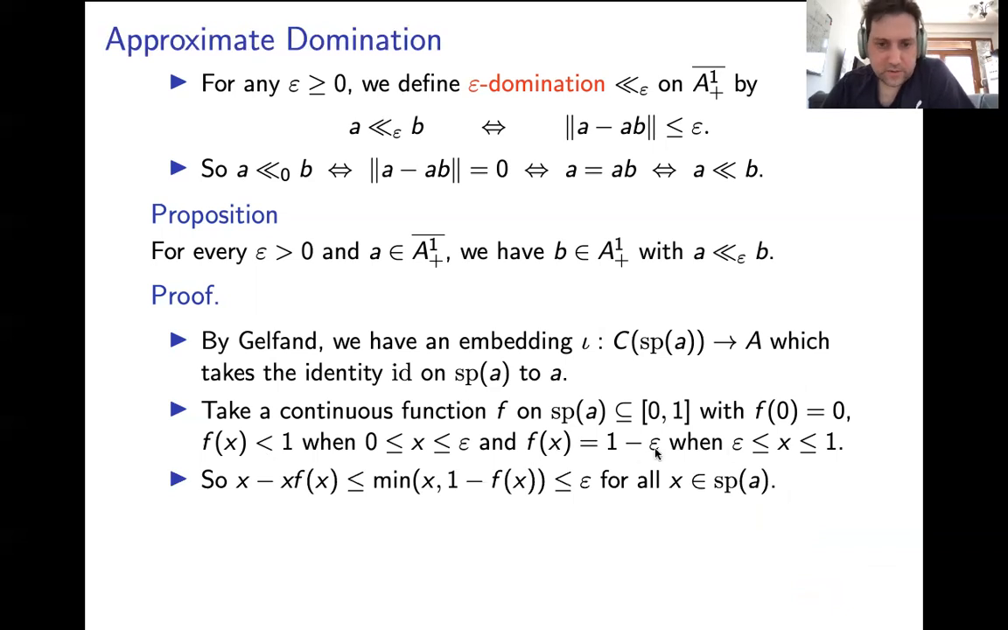And so the key thing to note here is that once you do this and you look at this new function you get, x here is sort of representing the identity function. But if you look at x minus x times f(x), it's always going to be less than epsilon, right? For small values of x, this has to be less than or equal to x. For large values of x, it has to be less than or equal to one minus f(x), right? And because you chose f(x) to be very close to one, that means it also has to still be very below epsilon on all those values. So this holds with this new function for all values in your spectrum.